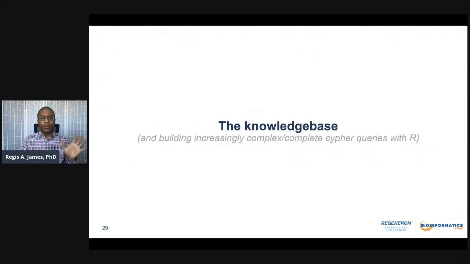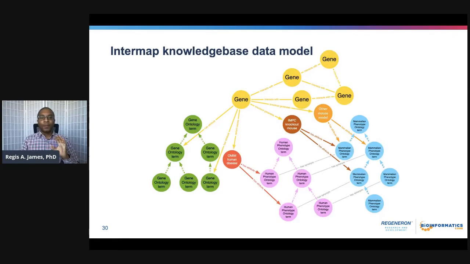So to discuss a bit more about the knowledge base, and how the construction of increasingly complex Cypher queries were achieved with R. So this is actually what the data model looks like. This is what's stored inside of the Neo4j graph database. So right off the bat, there are 3 ontologies that are used, just like the ontology of restaurant types and the ontology of transportation types.